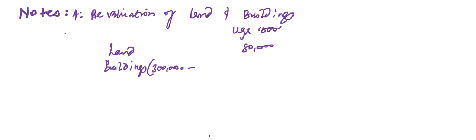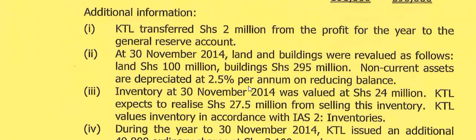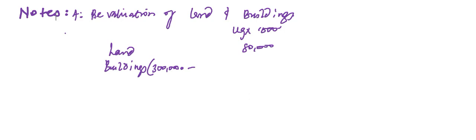Because we have been told that the assets depreciate by what percentage? By 2.5% per annum. 2.5% times how much? Times our 300,000, that is 7,500. So 300 minus 7,500, that gives us 292 millions 500. Now the carrying amount of the land and buildings combined, that is 372 millions 500,000.